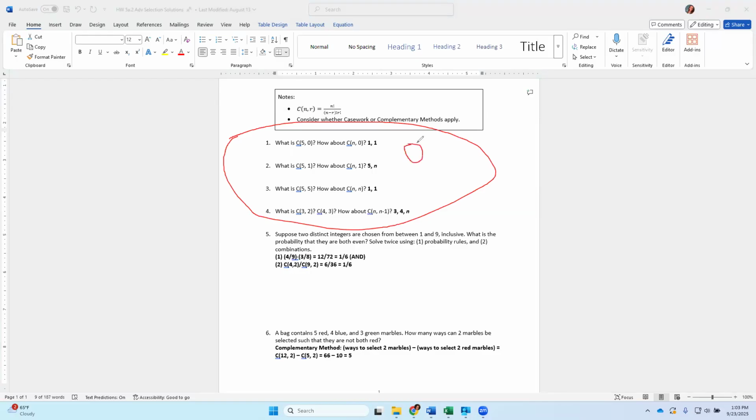And you might also like to know that 0 factorial is equal to 1. So that's 0 factorial is equal to 1. So if you think about that, anytime you're picking 0, there's just one way to do it.